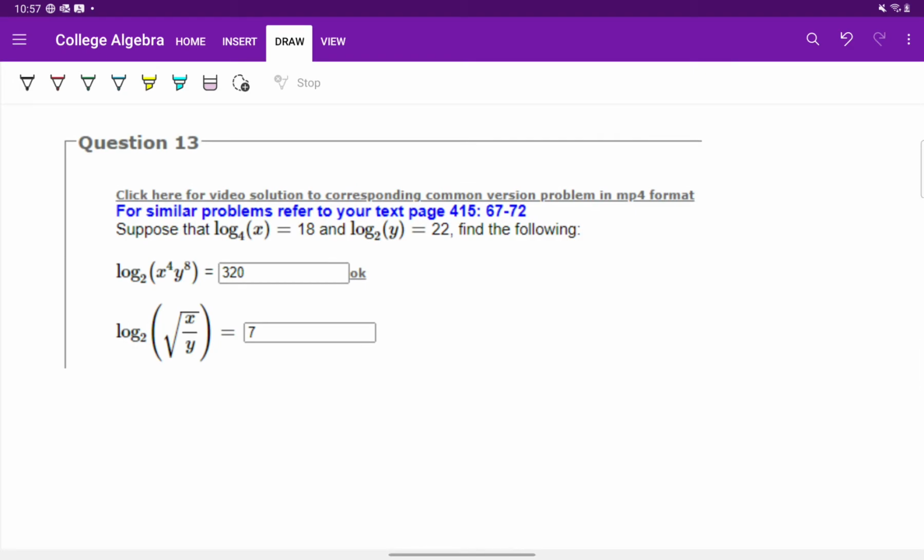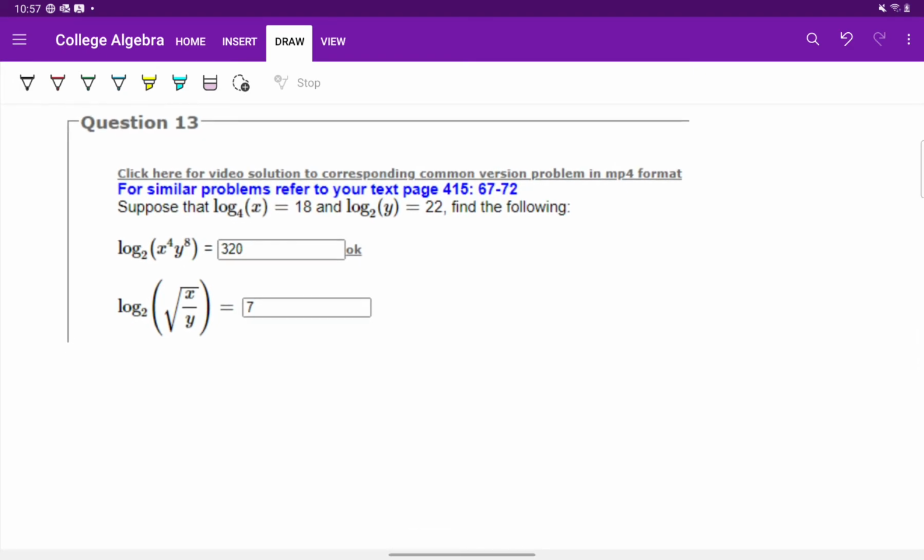In question 13, we actually have a more difficult problem than it might appear at first. So we're going to break this down very carefully. We are told at the outset what log base 4 of x is equal to and what log base 2 of y is equal to. So let's keep these two things in mind for a little bit later in the problem. Let's start with log base 2 of x to the 4th, y to the 8th.